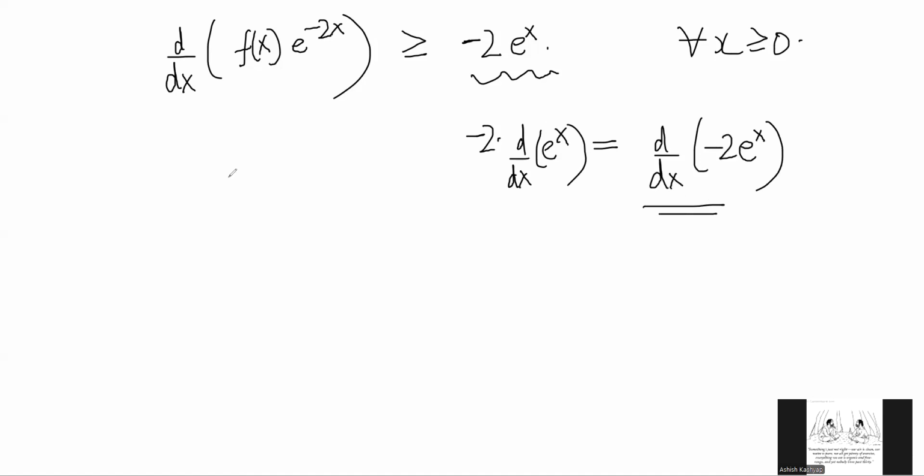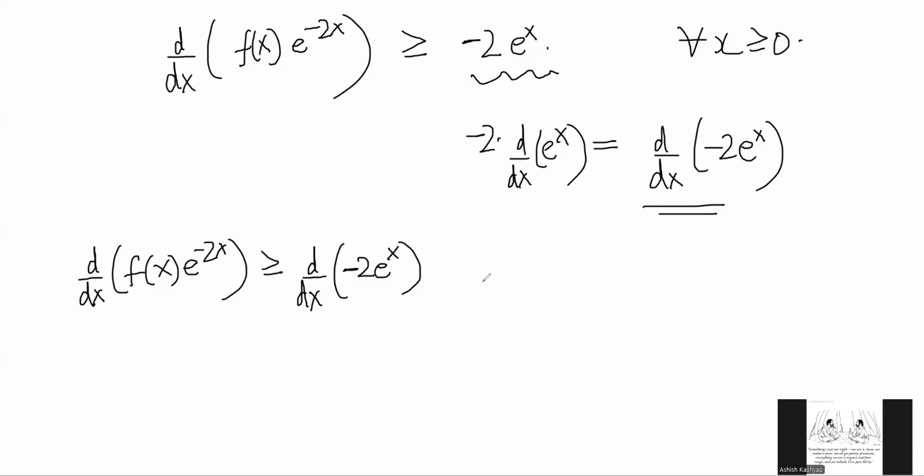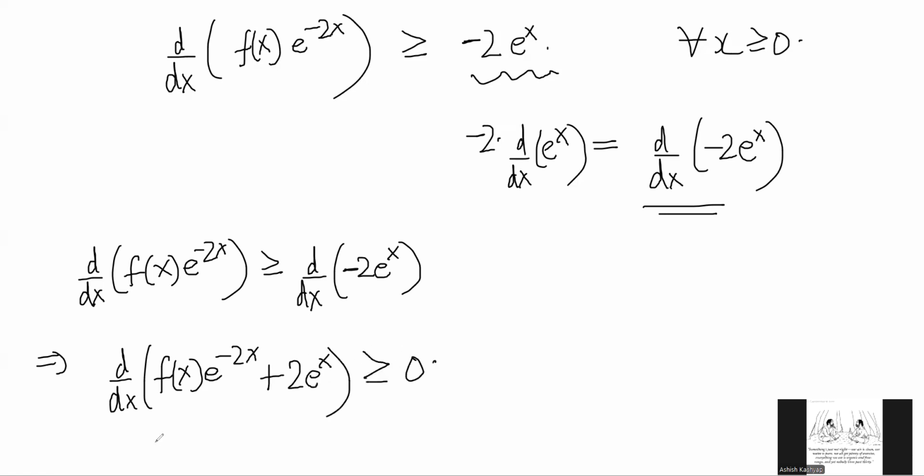Why am I writing it like that? Because I wanted to bring it on one side and say that the whole thing is greater than 0. So what I will do is d by dx of f of x e power minus 2x is greater than or equal to d by dx of minus 2 e power x. And now I will bring everything on one side. d by dx of f of x e power minus 2x minus of this, so it will be plus 2 e power x is greater than or equal to 0. What have I done here? I have brought this term to this side with a minus sign and then combined it and written it as one single derivative, right?